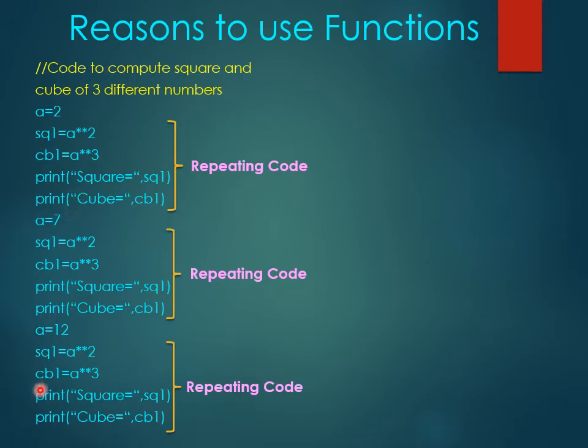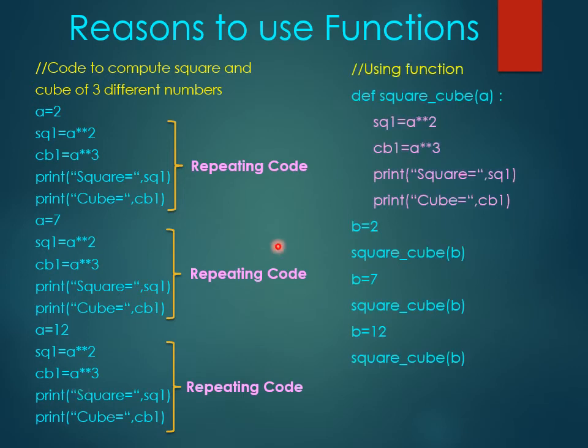Just see. Suppose, instead of writing the code with the top-down approach like this, I make use of functions. See, in this case here, I defined a function square underscore cube, and this a is the parameter which you are passing to it, and this is the function body from here to here.